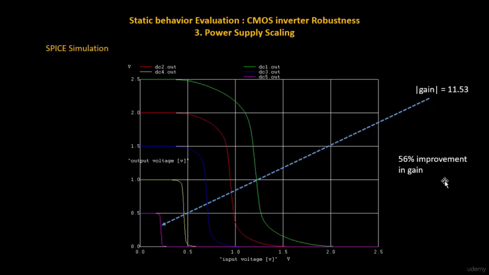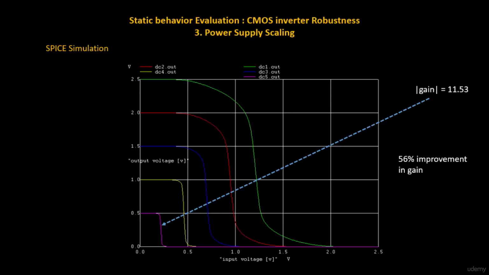It's about 56% improvement in the gain between the same CMOS inverter, just being operated at two different voltage levels. So what is the disadvantage of not using the CMOS inverter with a supply voltage of 0.5 volts? I'll come back to that in some time from now.